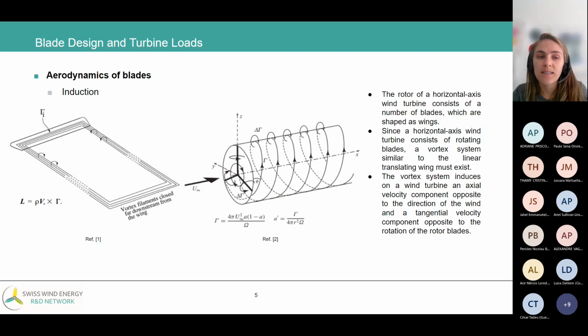And why is this important? Because if we ignore this in the calculation of the aerodynamics of the blades, we will not be taking all the effects into consideration. Actually, we will have a very wrong result. So these inductions are necessary to estimate the maximum power that you can extract from the wind and how the flow will be after the wind turbine.